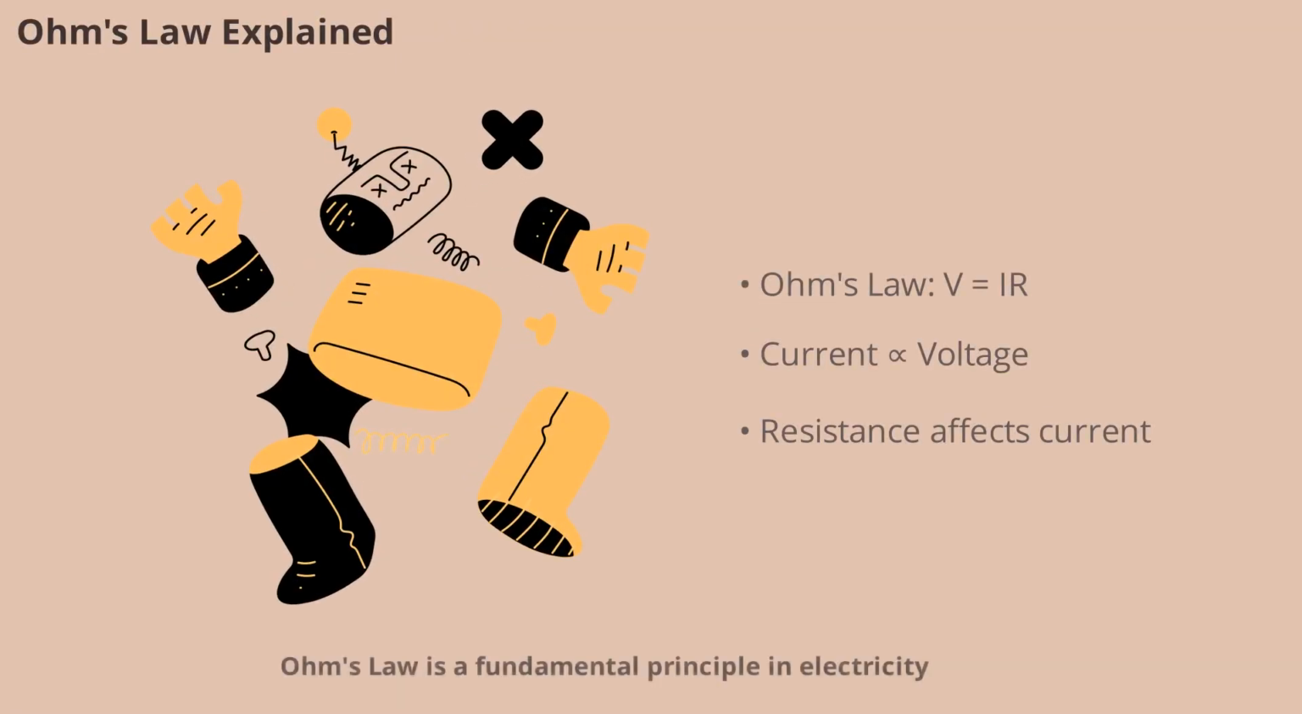Ohm's law is a fundamental principle in electricity. It states that the current flowing through a conductor between 2 points is directly proportional to the voltage across the 2 points, provided the temperature remains constant. The formula is simple: V = IR, where V is voltage, I is current, and R is resistance. For example, if you have a 10-volt battery and a resistor of 2 ohms, the current will be 5 amps. This law helps us design and analyze electrical circuits efficiently.